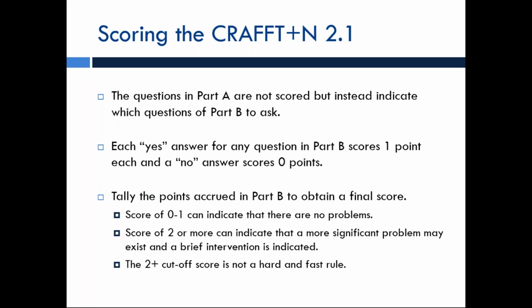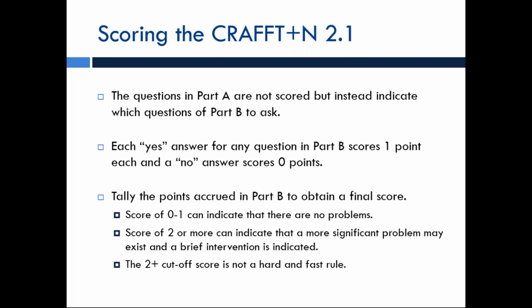Now, on to scoring, and the scoring is pretty simple and makes the tool easy to use. So Part A does not go into the score. It's really just used to indicate which parts of Part B are asked. So each yes answer to questions in Part B scores 1 point, and no answers score 0 points. And then you just tally the scores. And it does say here that a score of 0 to 1 can indicate that there are no problems.